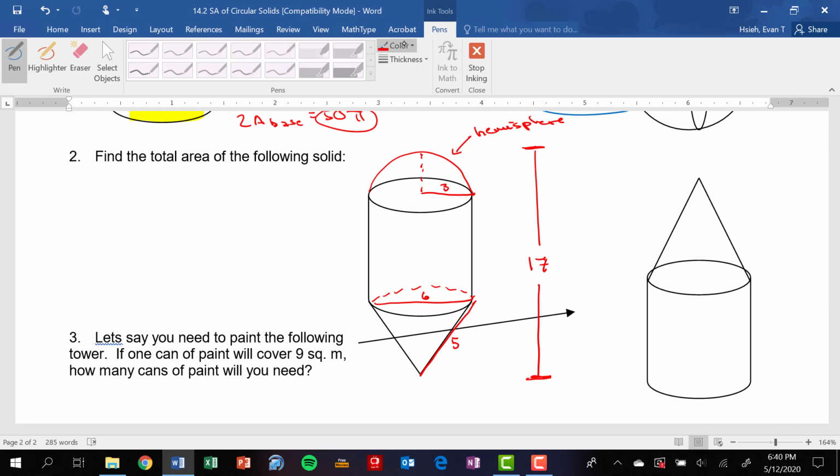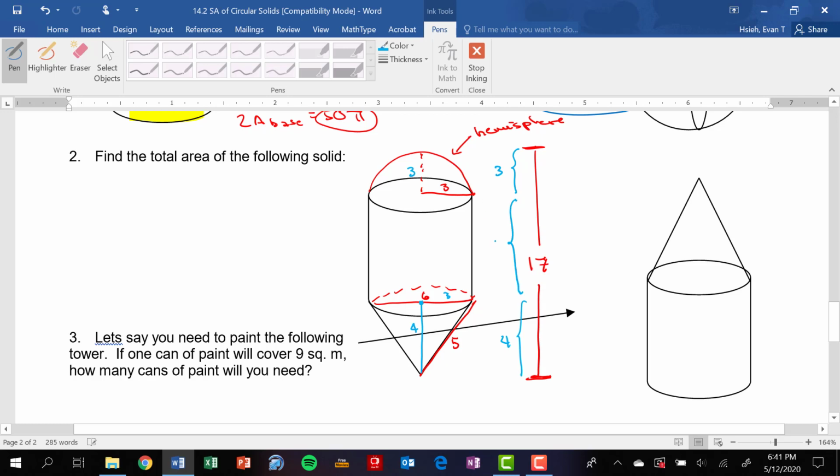So there's some things I need to kind of figure out here. I know that if I draw in an altitude here, this is going to be a 3, 4, 5, so this height is 4, so this portion right here is going to be 4. I also know that if this is a hemisphere, that this dotted distance is also a radius of 3, so I know that this portion right here is 3. So then I know that this middle section here must be 10. So that's going to be this height of that cylinder here.